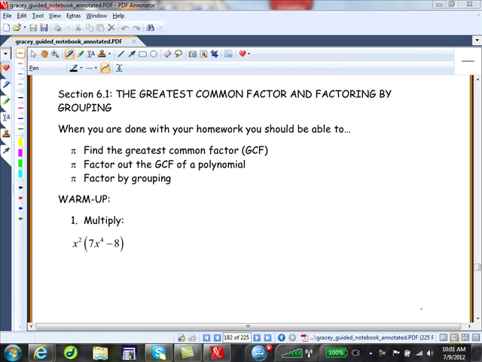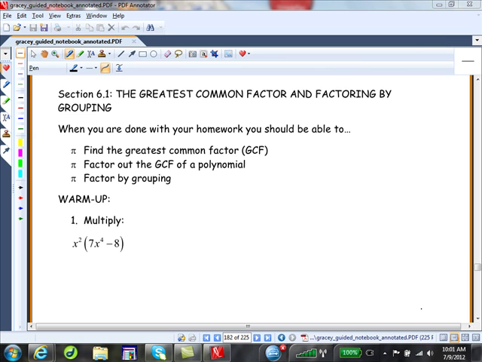Today we will be learning how to factor out the greatest common factor and then also factoring by grouping. Very, very important skills for your future math life. Again, we are using Robert Blitzer's Introductory and Intermediate Algebra for College Students text. And here we go. So after you're done with your homework, you'll be able to factor the greatest common factor, which is denoted GCF, factor out the GCF of a polynomial, and factor by grouping.